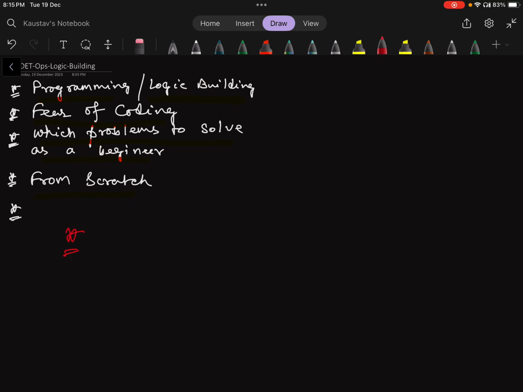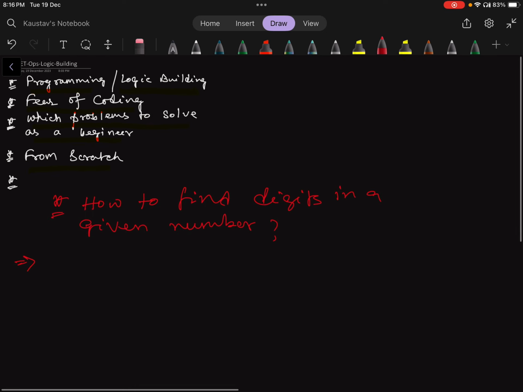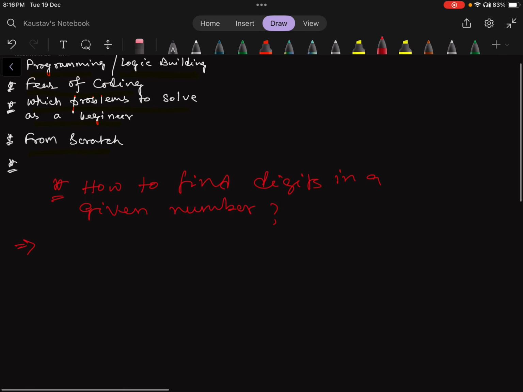Okay, so let's say we have a question: how to find digits in a given number. So this is our question. This is a very famous question. Some of you might have faced this question earlier as well.